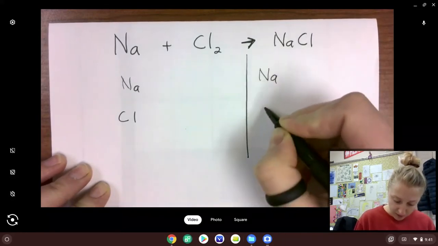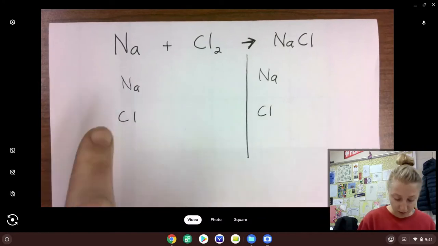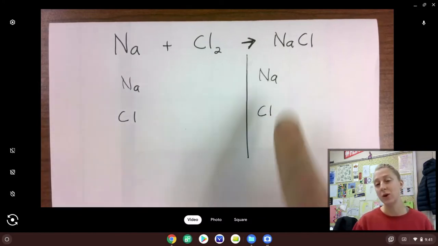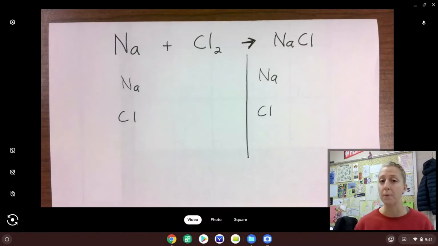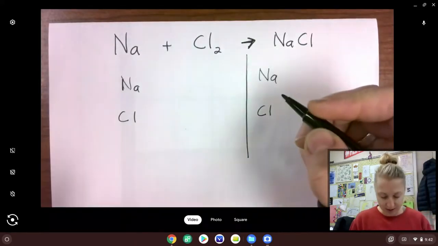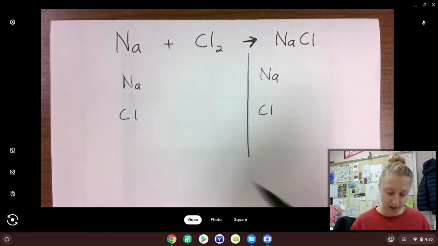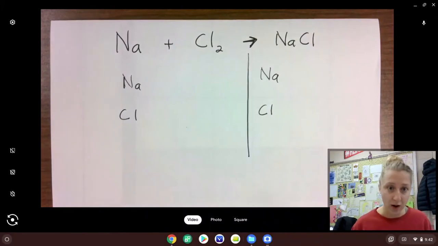Now, if you remember the law of conservation of mass, whatever you start with, you have to end with. So if I start with Na and Cl, I also have to end with Na and Cl. The other important thing is that we have to start with the same numbers of each atom, and that's where the balancing comes in. So the next thing I like to do is look at each player and count how many there are on that side of the equation.